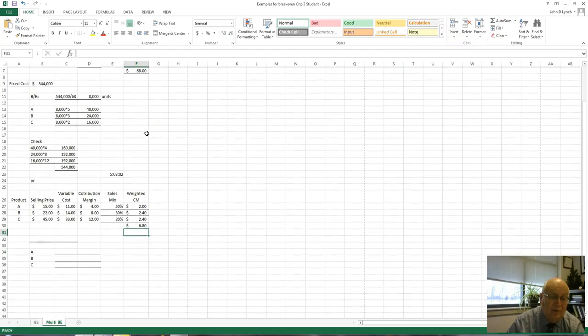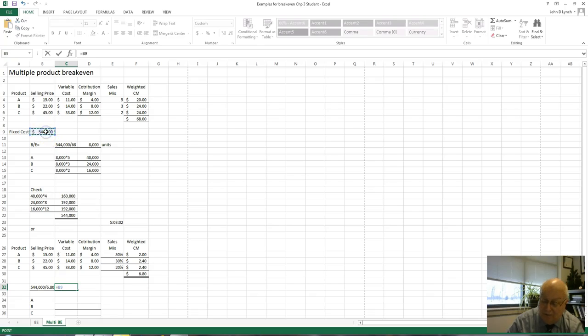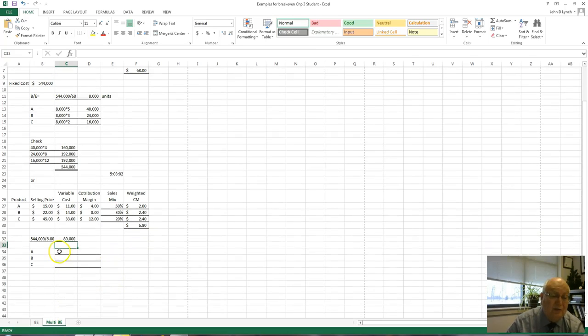Now it looks like it's different, but it really isn't. It works the same way. The difference would be here we had the 544,000. We're going to use the same fixed cost, and this time we divide it by $6.80. So that's 544 divided by 680 this time. So it looks like we need 80,000 units. Then we take the 80,000 units times the 50%, the 80,000 units times the 30%, and the 80,000 units times the 20%.